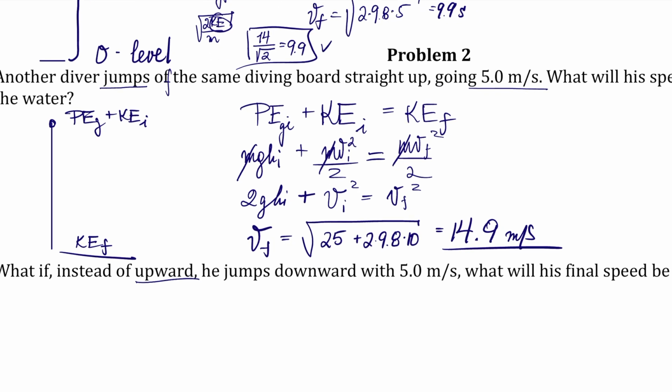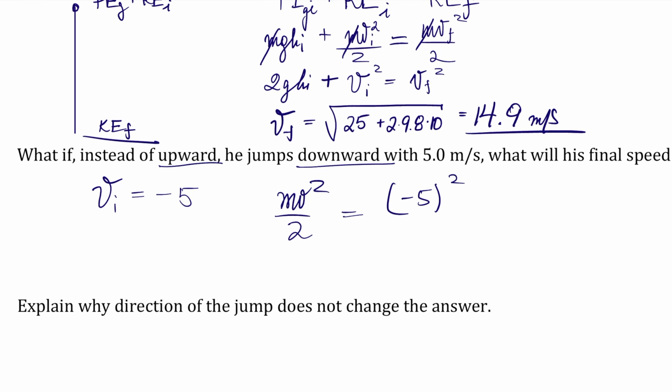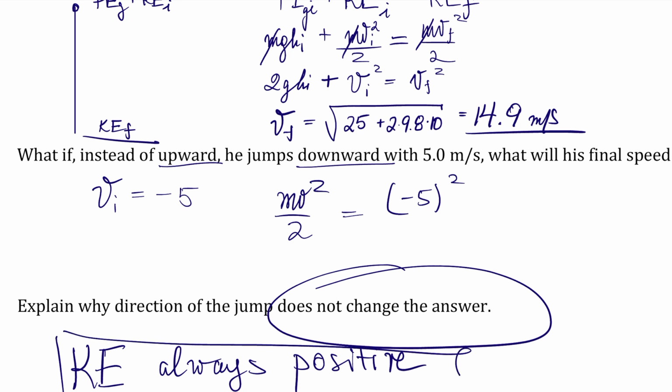If instead of upward, he jumps downward, that technically means the V initial is negative 5. But when you do mv squared over 2, that's still the same because negative 5 squared is the same as 5 squared. So it does not matter. And it does not change because kinetic energy has no direction. It's always positive. So it doesn't matter how you jump. You have that energy regardless of your direction of motion. Energy doesn't have direction. So therefore, it will have the same energy whichever way you jump. And that energy will translate into your final kinetic energy. Again, no matter how you jump, you still have that energy. So the answer doesn't change.